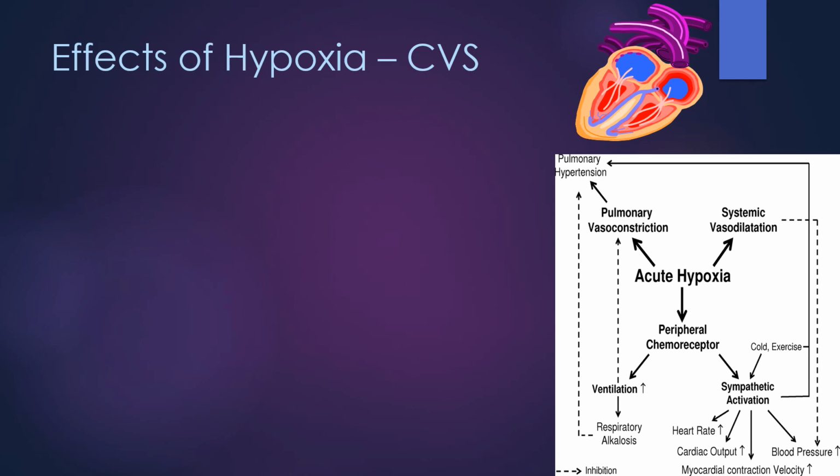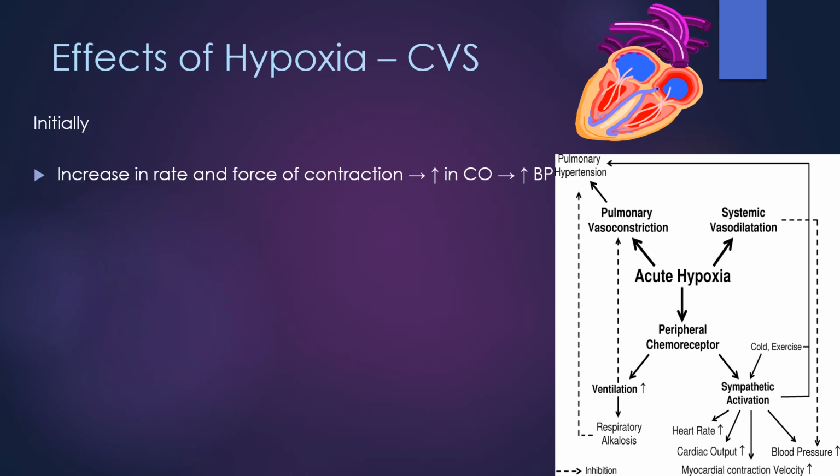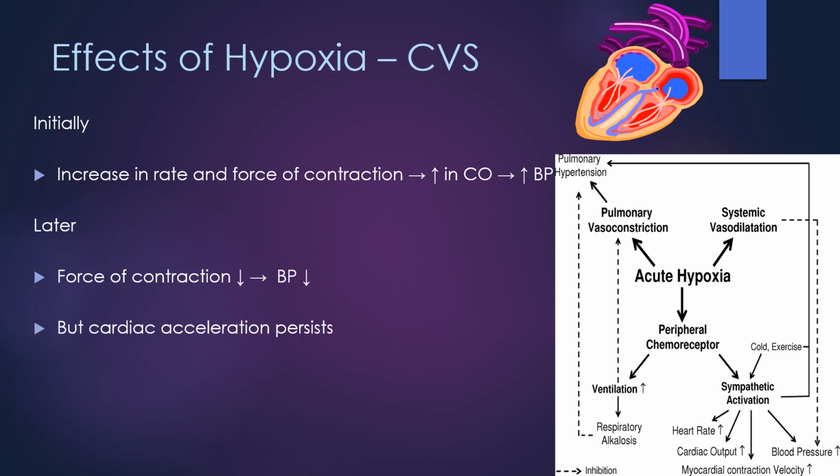The effects of hypoxia on the cardiovascular system. Initially there will be an increase in the heart rate and the force of contraction, which increases the cardiac output and the blood pressure. All these things occur in the initial accommodation period. Later on, it decreases the force of contraction and the blood pressure, but the cardiac acceleration persists. This phase becomes normal once the oxygen supply to the tissues comes back to normal.